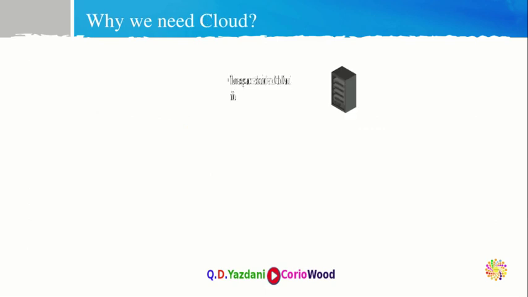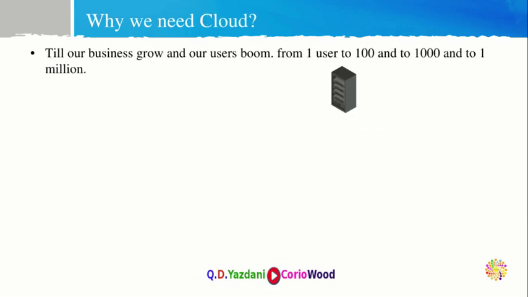And then what? As you are going to see, our business grows and our users boom from 1 user to 100, to 1,000, to 1 million. We had 1 user, and that was us, the guys who created the website. Then it becomes his mind, then another mind, then family, friends, whatever. Then it becomes 6, 7, 10, 100, maybe in one city, and then it exploded to a state, and then exploded to a country.